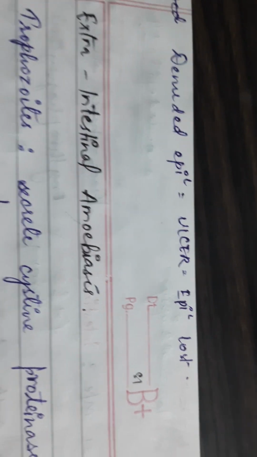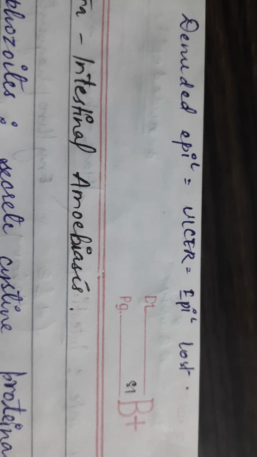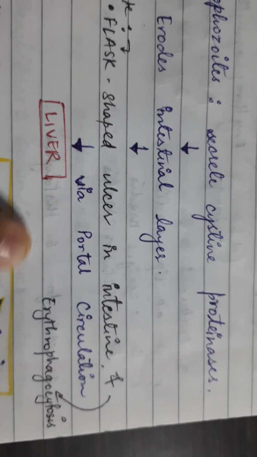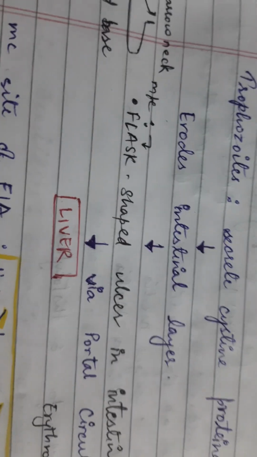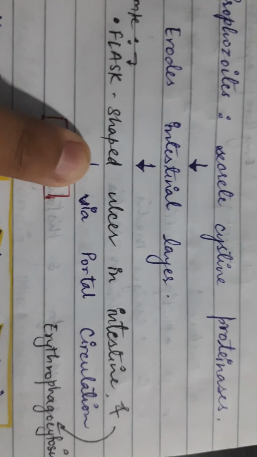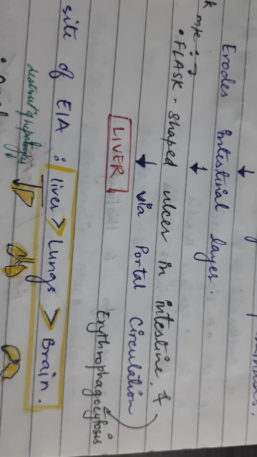Denuded epithelium of the intestine or anywhere. An ulcer is formed and epithelium is lost. Then a flask-shaped ulcer in the intestine and erythrophagocytosis are seen, with a narrow neck and broad base, like this. This is the flask-shaped ulcer in the intestine. Via portal circulation, it reaches the liver.